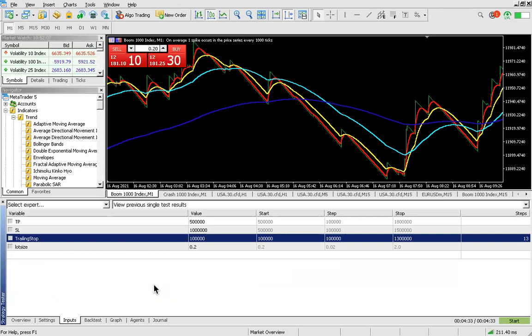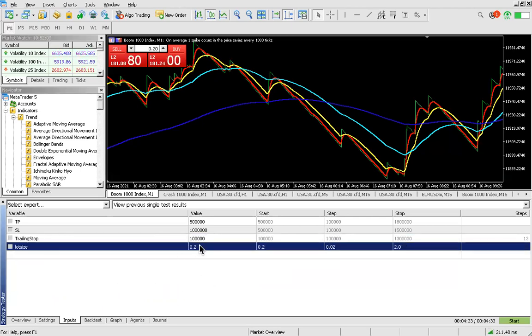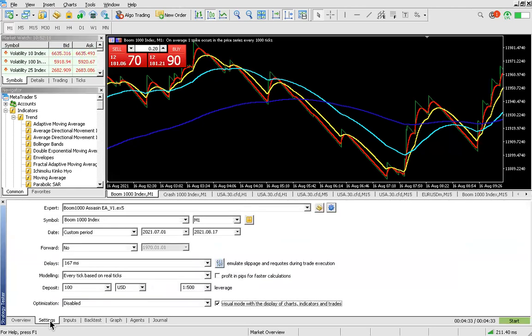And I'm going to test this with a lot size of 0.2 on a $100 account. So this is by far the most competitive test you've ever seen on any EA, because most people test their EAs on a $10,000 account. But as for you, I'm testing it for you on a $100 account, so you can actually see that this thing actually works. Okay, so let me just click on start.